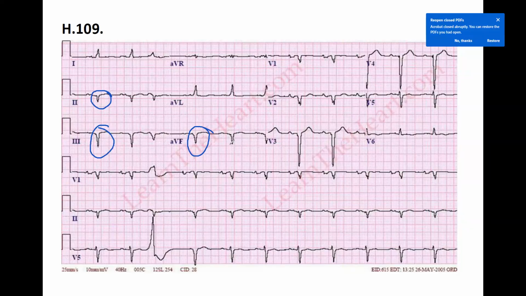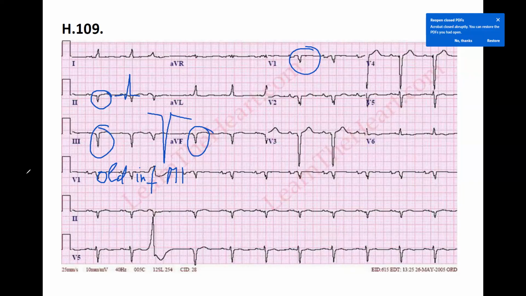That can be abnormal if you have a QS complex in 2, 3, AVF, but there is no ST elevation, nothing at all. So that can be an old inferior MI. How can you tell that? Because a QS is a Q wave, but too big, too deep. That's pathological. You should see a small complex like this in lead number 2, but you don't see this.